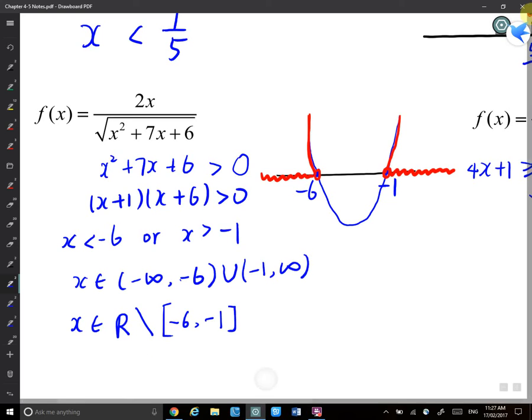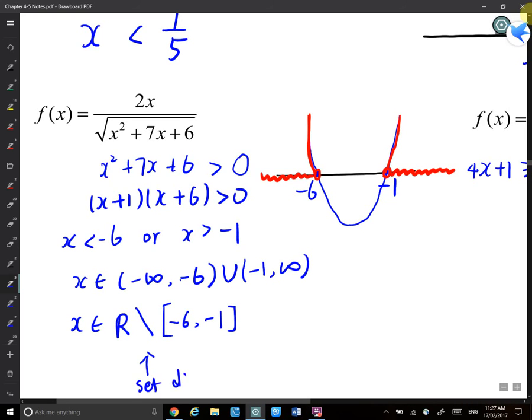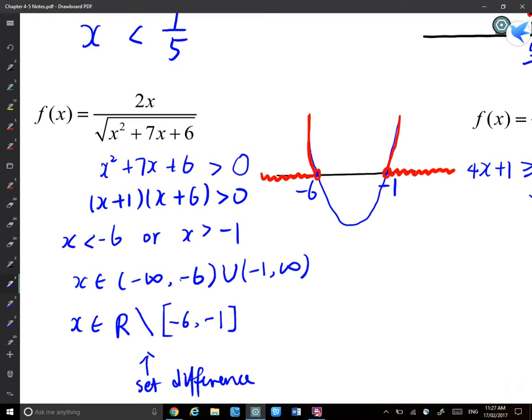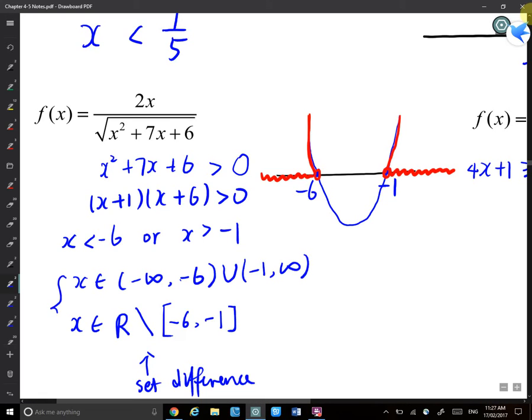Let's use the set difference. Remember that this means set difference. Set difference means the elements in A but not in B. So R is in A, everything in set A, but excluding the things in set B. So that should be equivalent. Both methods should be the same.